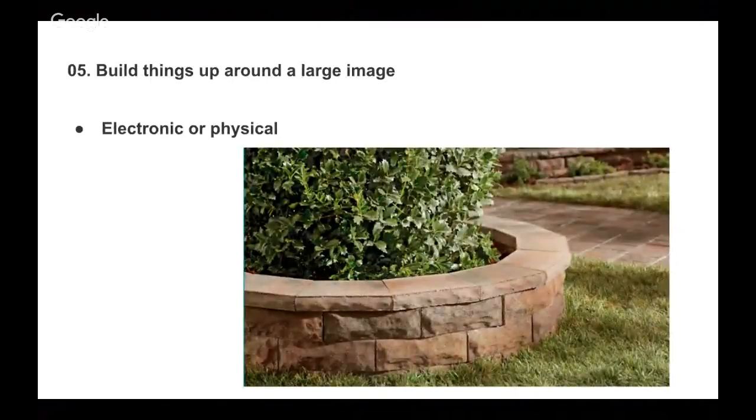Number 5, build things up around a large image. Whether your mood board is electronic or physical, the layout needs to give prominence to key theme images. You can then surround them with similar supporting images that enhance the theme. It's a trick.